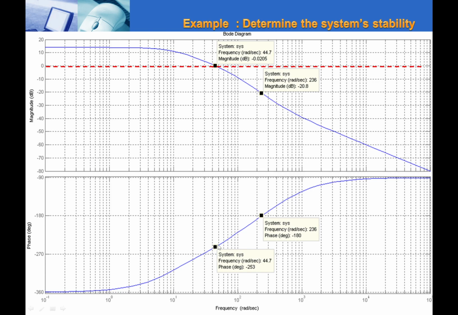Okay, so to find gain margin, you need to look at the phase plot. Here is our phase plot intersecting with minus 180. So this is the point that intersects with minus 180, and the gain crossover frequency is 236 radian per second. You can just go up at the same frequency and intersect with the magnitude plot here at minus 20.8. So this is our gain margin. This is our phase margin.